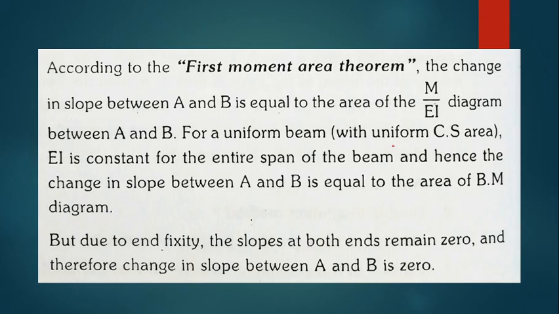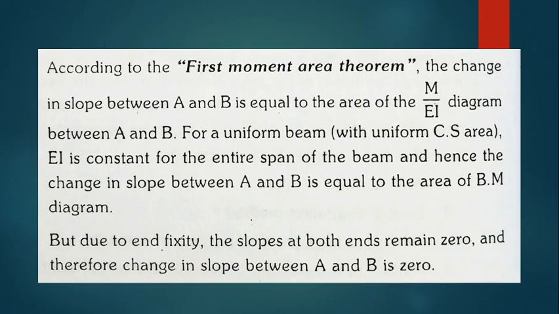And now, according to the first moment area theorem, what is the first moment area theorem? The slope between any two points is given by the area of the bending moment diagram between those selected points divided by the flexural rigidity EI. According to the first moment area theorem, the change in slope between A and B is equal to the area of the M by EI diagram between A and B. And for a uniform beam, with a uniform cross-section and EI constant for the entire span, the change in slope between A and B is equal to the area of the bending moment diagram.